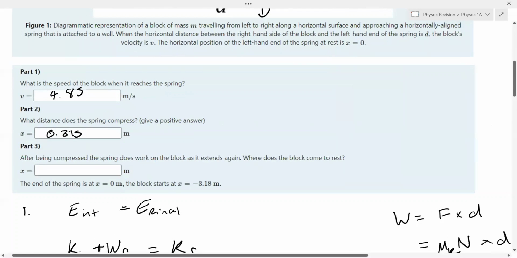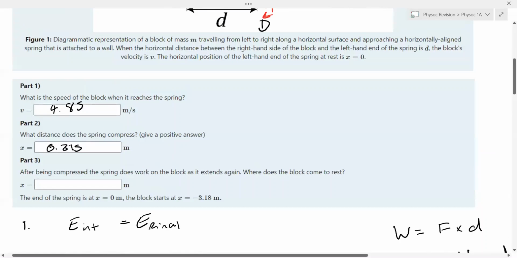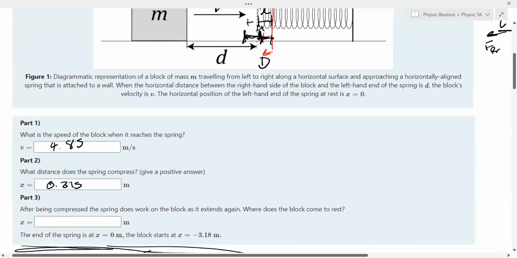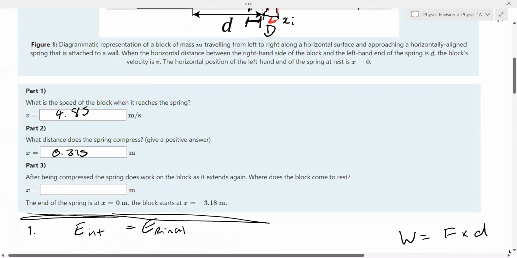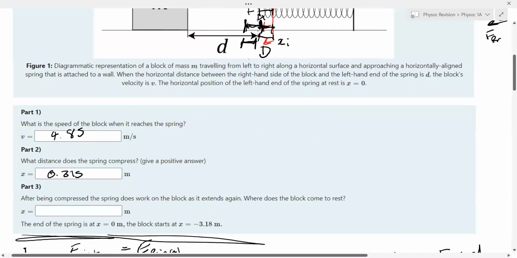So the block is going to come back from rest. And it's basically using this convention here. So this was x_i back to the origin, and then we went a little bit further using this convention where at the end of the spring, x is equal to 0, and where the block started was negative 3.18. So we ended up somewhere over here, just a bit before the start of the spring, and it's going to be negative 1.83.